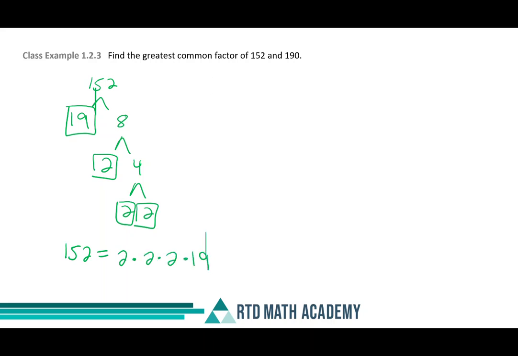Now, we haven't talked about this, but you can actually double check that. In your calculator, type 2 times 2 times 2 times 19, and you should get the answer of 152, and that's an excellent way to double check your work.